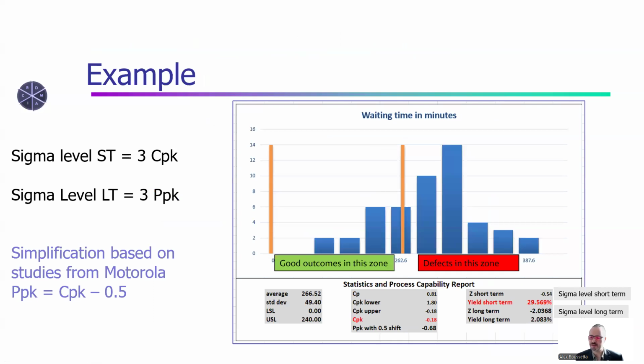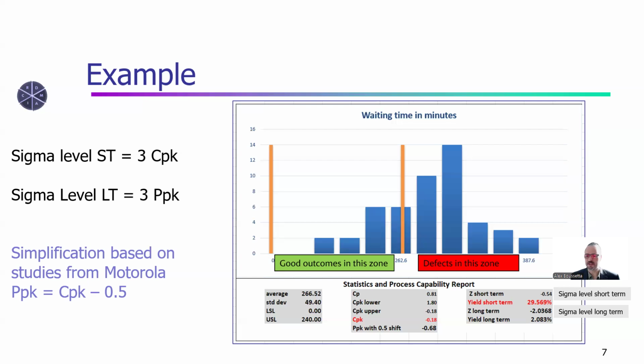So here is an example, and this is typically what we teach in green belt training. If we have a certain sigma level short term, we can of course convert it to Cpk. If you look at the numbers, the sigma level short term is 3 times Cpk. So a Cpk of 2 times 3 gives us a sigma level of 6. And if we're looking at long term, so the performance over a year or more, it's 3 times what we call Ppk. So Ppk is the same thing as Cpk, but long term.